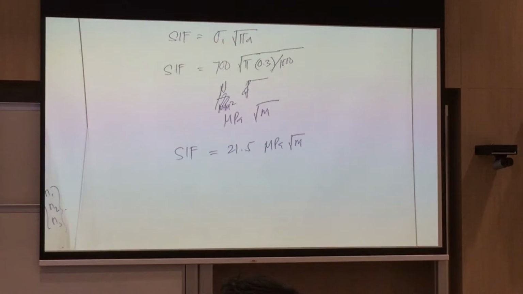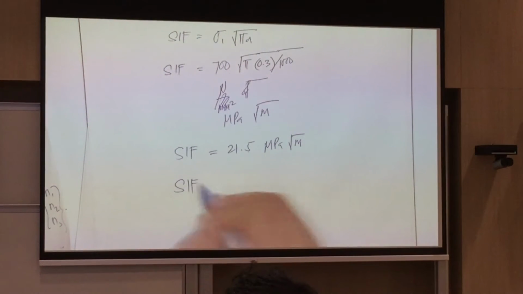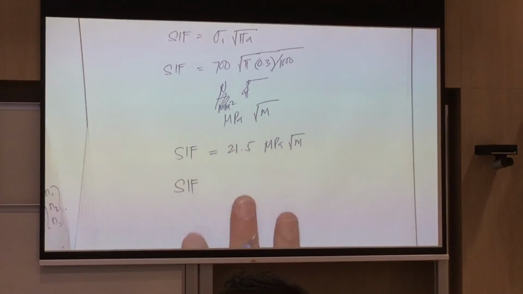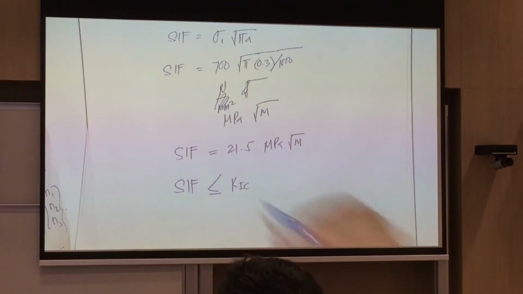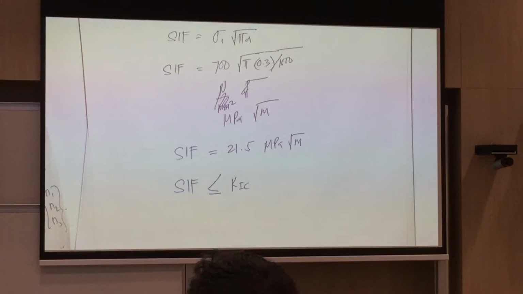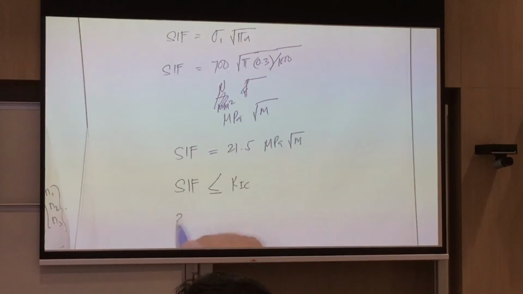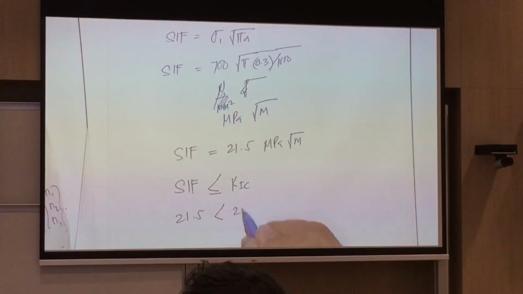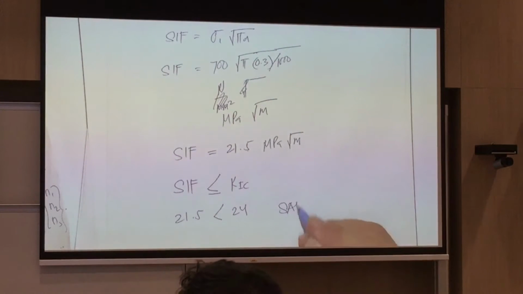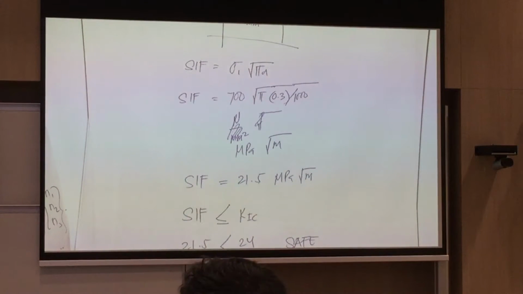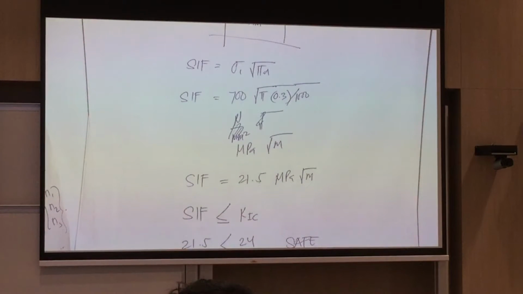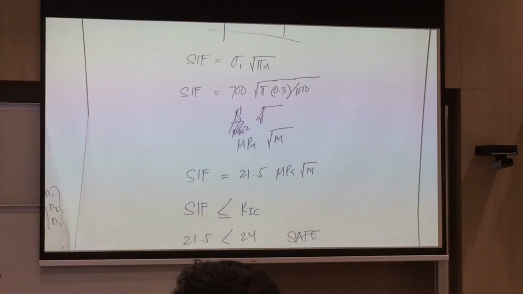Now, our failure criteria is that this stress intensity factor that's acting on our material must be less than or equal to your fracture toughness, KIC. So 21.5 is less than 24. So we know that this one is safe. So anything larger than 3.8, we know that this stress intensity factor will be greater than 24, so it won't be safe. So that's one failure criteria that we're looking at.